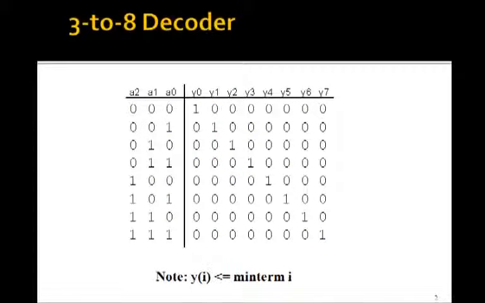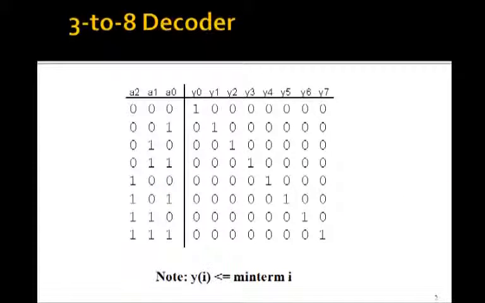Here's the truth table for a 3 to 8 decoder, and notice that only one of the y's has a 1, and it has only a single 1, so that yi is simply the minterm i. So y2 would be the minterm not a2 and not a1 and a0. y4, for example, would be a2 and not a1 and not a0.